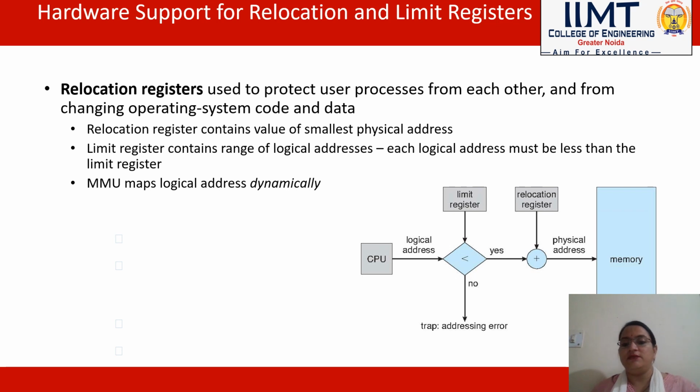In this diagram, the CPU generates a logical address. So first we will check whether the logical address value is less than the limit register. If yes, then we will add the logical address value to the relocation register and map it to the main memory. If the logical address is greater than the limit register, in that case there is an addressing error in the operating system.